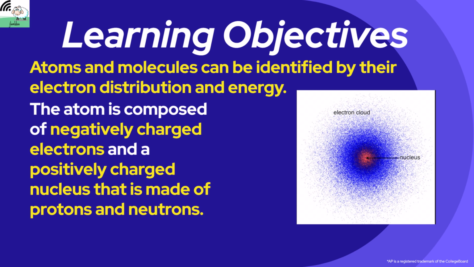The atom in and of itself is composed of negatively charged electrons and a positively charged nucleus that is made up of protons and neutrons. The negatively charged electrons are in an electron cloud or orbital. It's a three-dimensional space that surrounds the nucleus where we're likely to find an electron. You may recall that that differs significantly from the Bohr model, which has electrons just orbiting around the nucleus, very similar to planets orbiting around the sun.